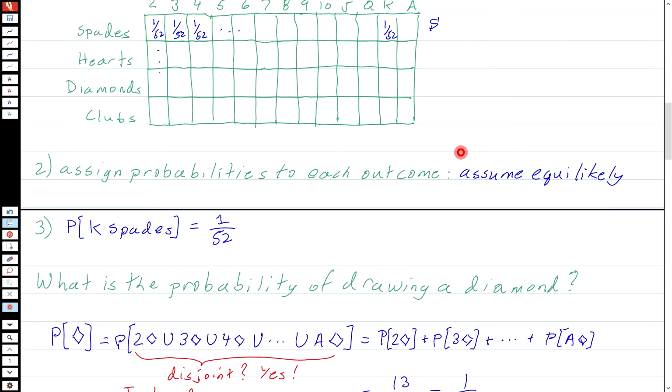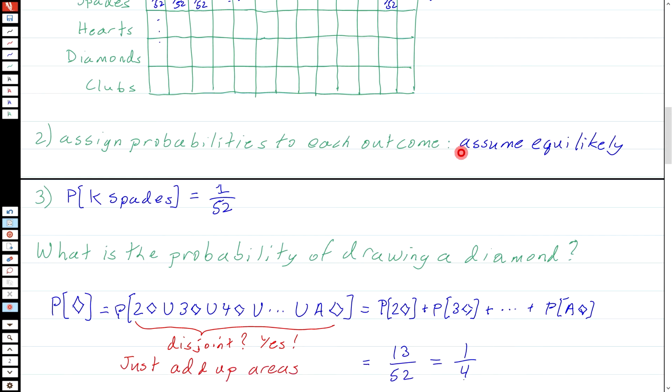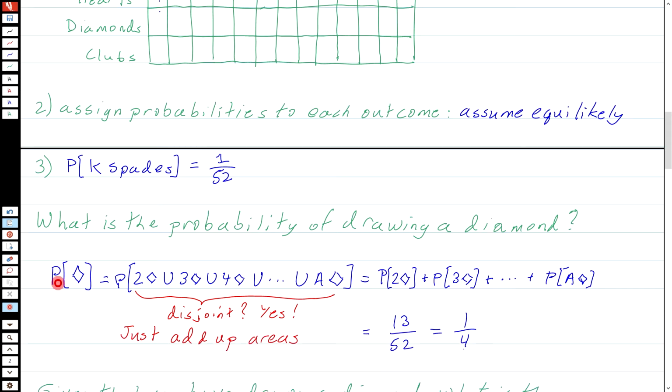We could then ask, what is the probability of drawing a diamond? That basically is the probability that I draw a 2 of diamonds, or a 3 of diamonds, or a 4 of diamonds, and so on, up to an ace of diamonds. If these events are disjoint, then all I have to do is add up their areas. And so the question is, are these disjoint? In other words, if I drew a 2 of diamonds, could I also have drawn a 3 of diamonds? Well, no, I can't have. So therefore these events are disjoint.